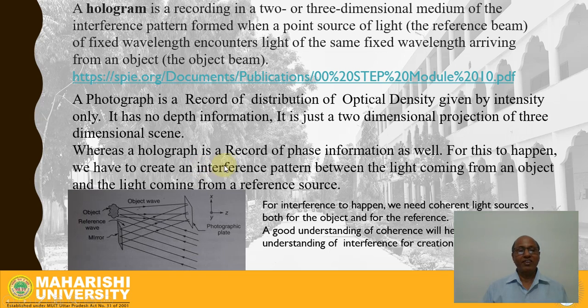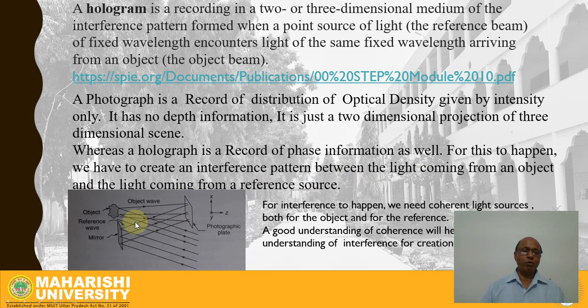So a holograph is basically a record of phase information as well. That means in addition to the intensity representation, if phase is also represented on a plate or on a recording medium, then it becomes a holograph. And for this to happen, we have to have an interference pattern between two sources of light, one which is coming from the object and the other which is coming from a reference source.